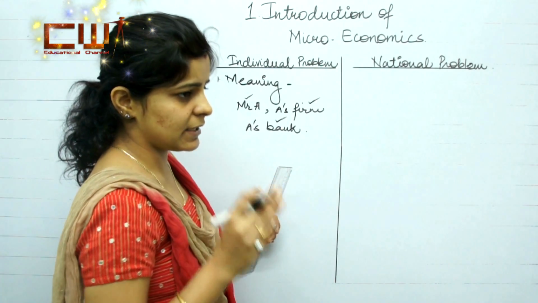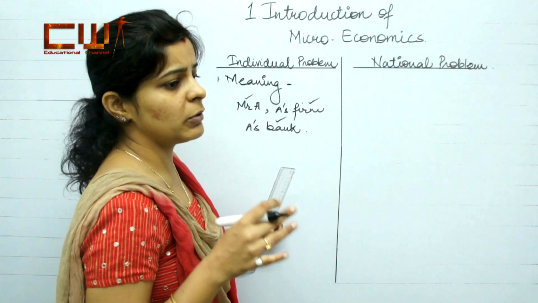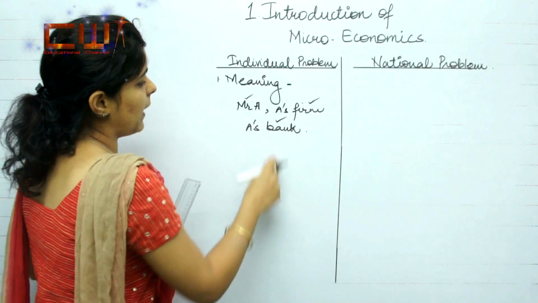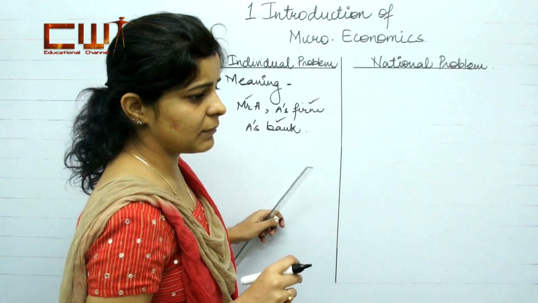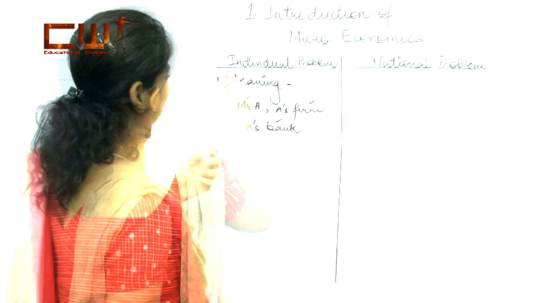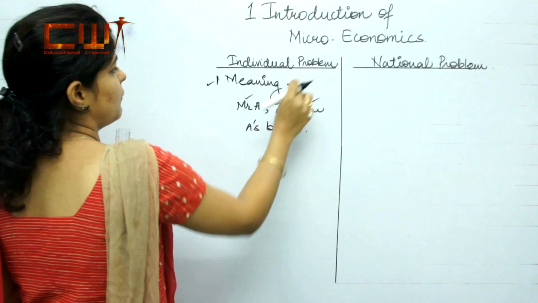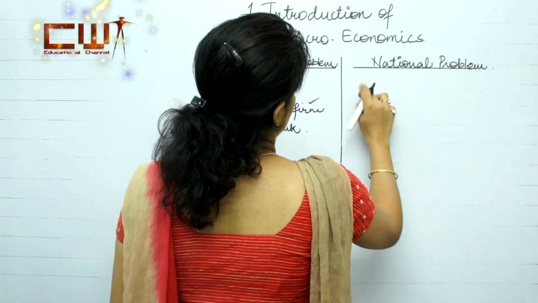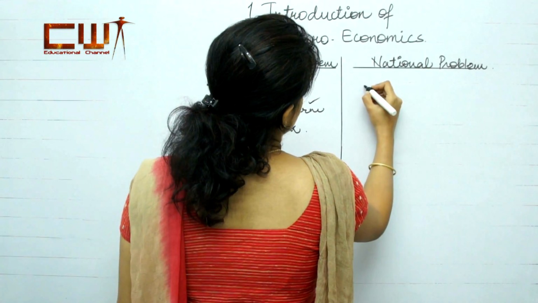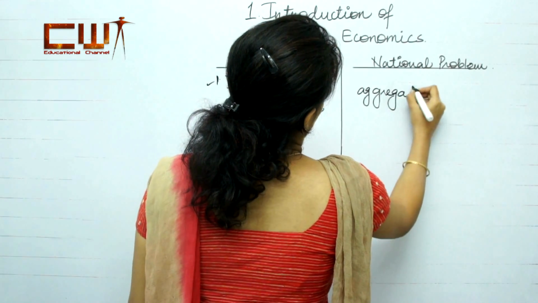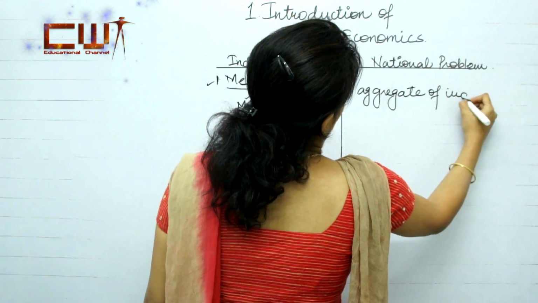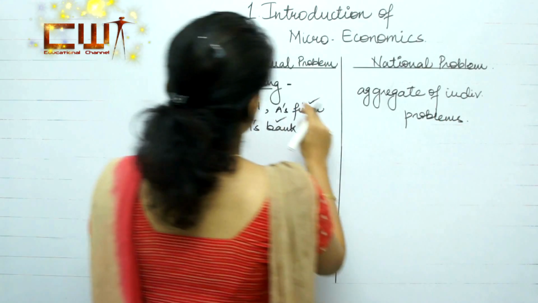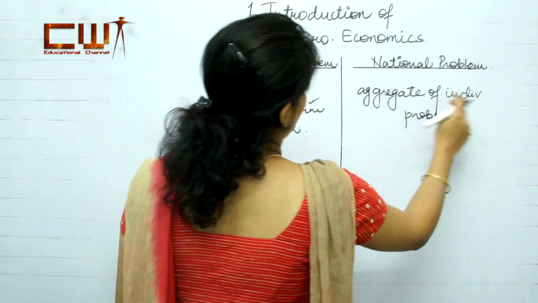A's firm, A's industry, is facing a particular problem. It is not producing goods on time. The labor is creating problems. That is an individual problem of A's firm. Mr. A is also running his own bank, and there are certain problems: the services are not up to the mark. This is a service problem. So all individual units have some problem. Next, this is an aggregate of individual problems.